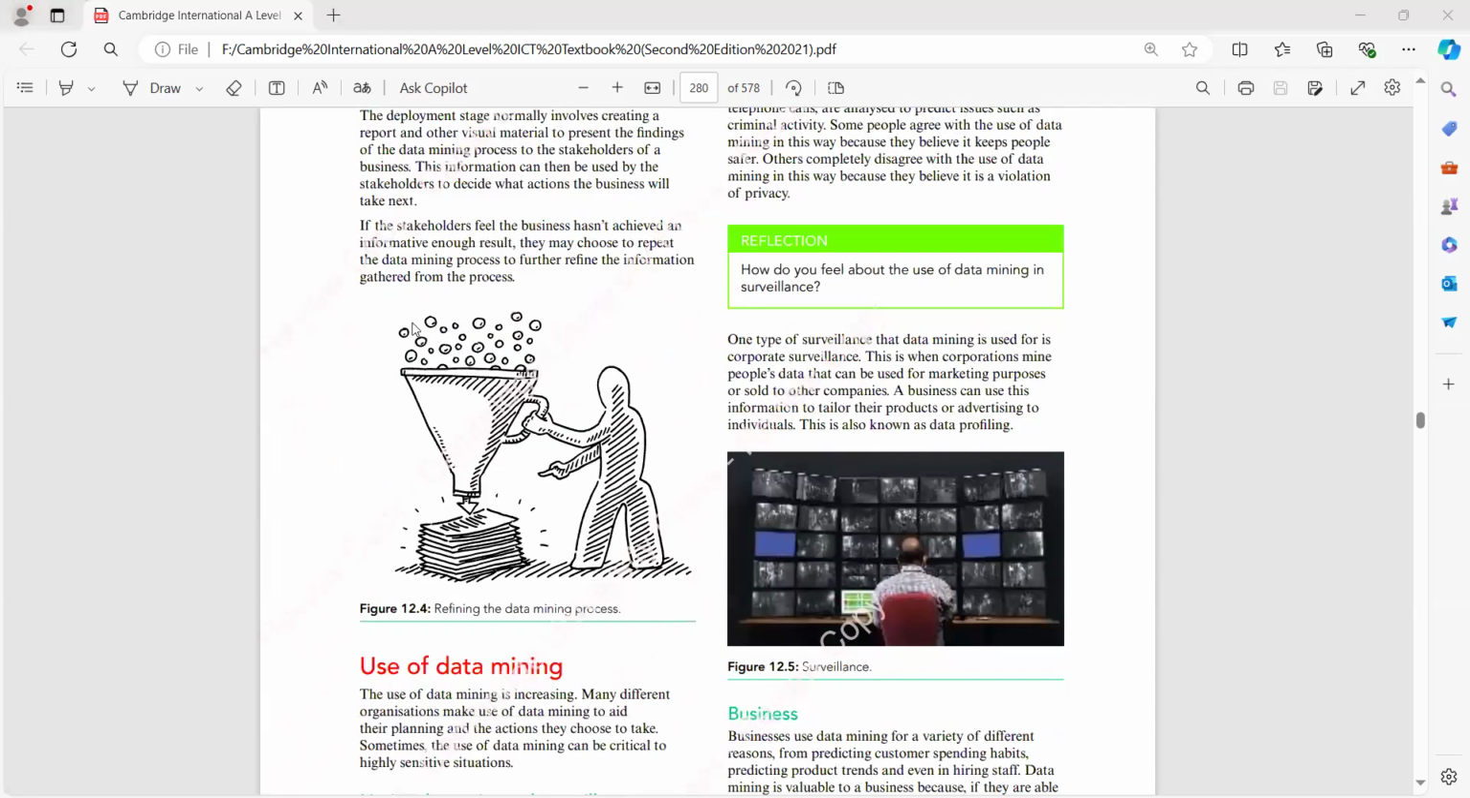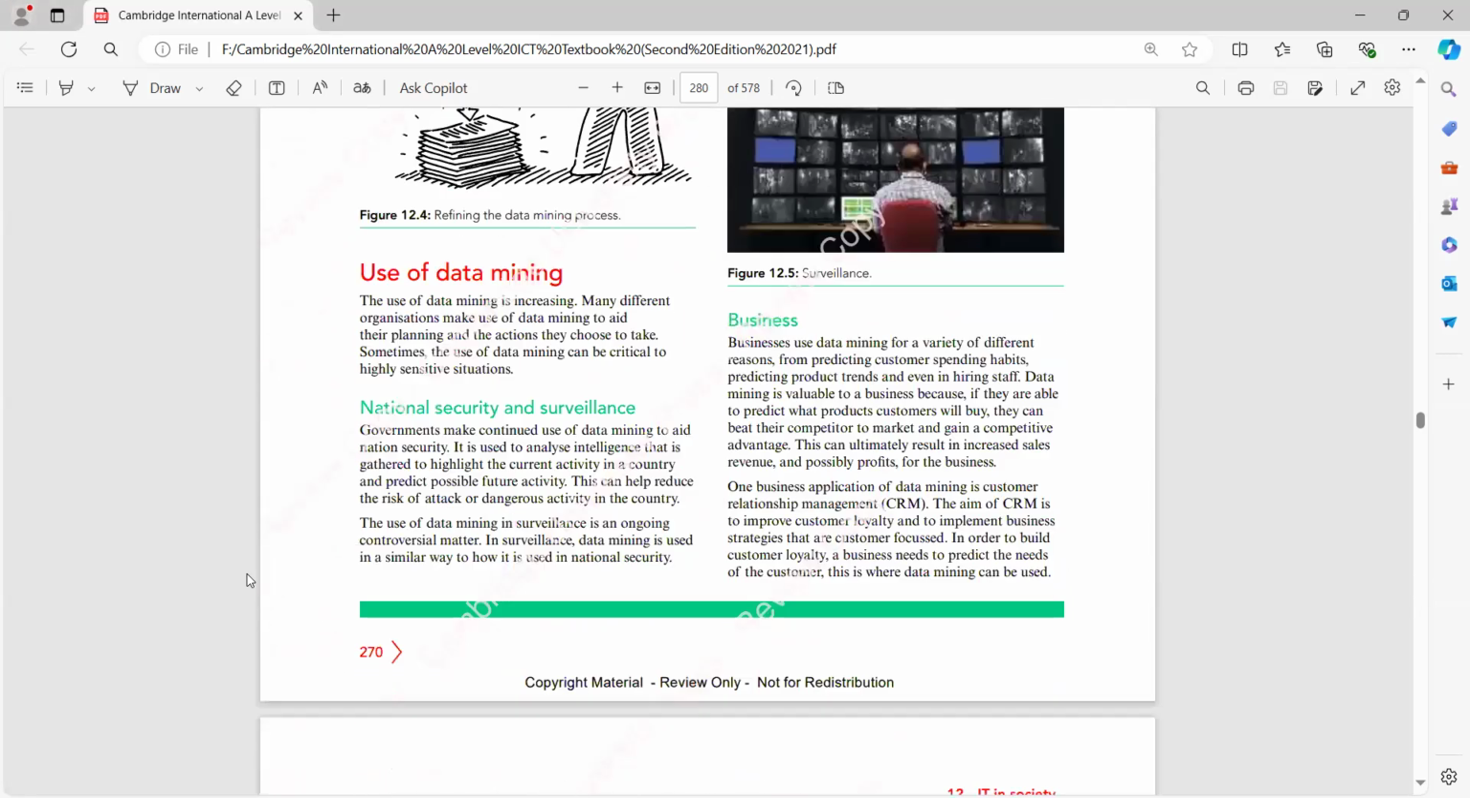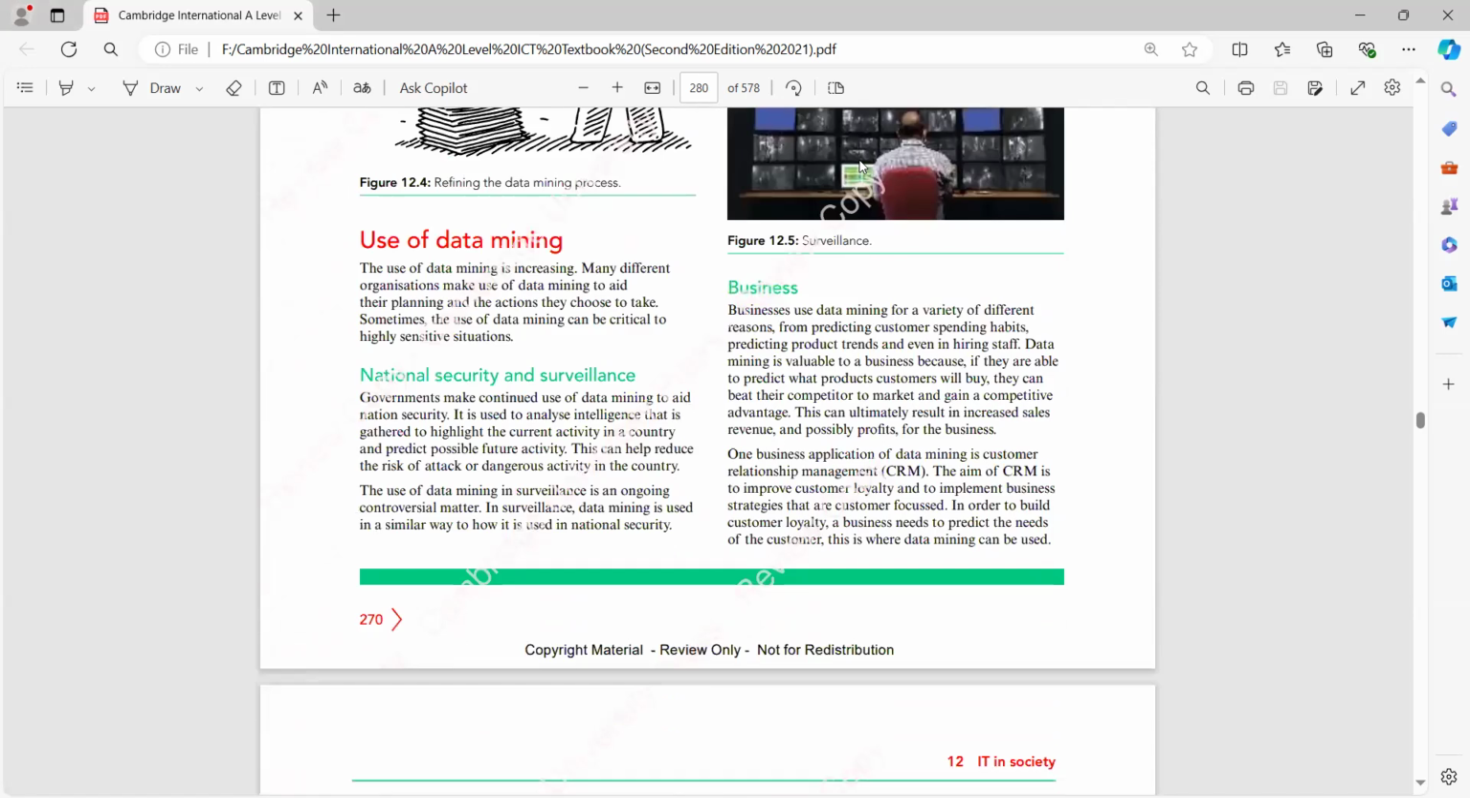Okay, so the uses of data mining are increasing day by day, and many organizations make use of data mining to aid the actions that they select to take. The first use that we will be discussing is national security and surveillance. I can say that governments make use of data mining to aid national security.